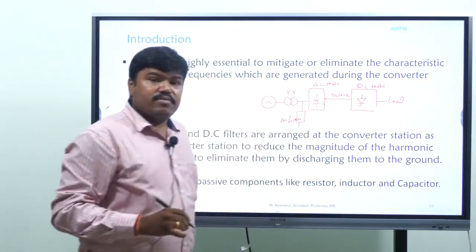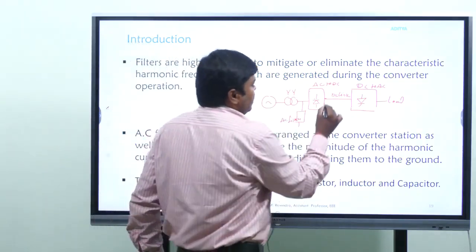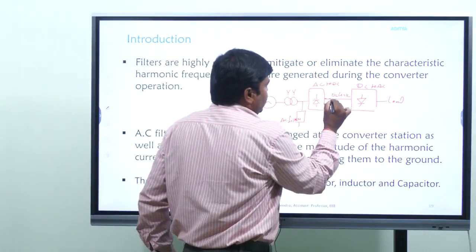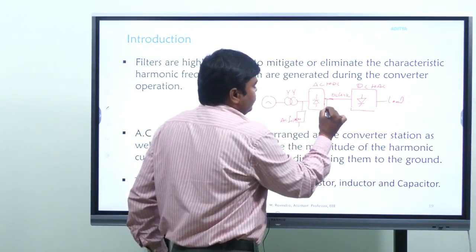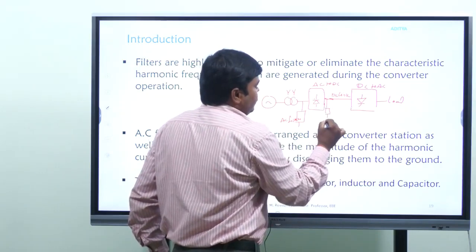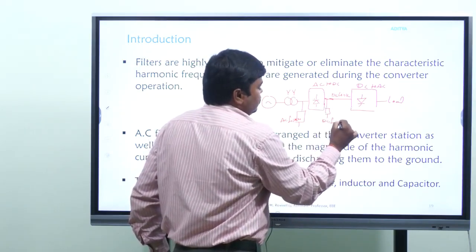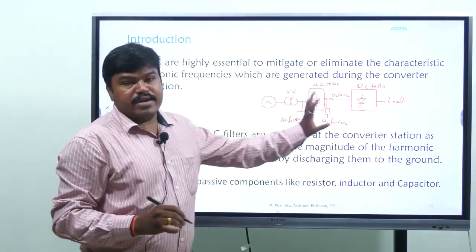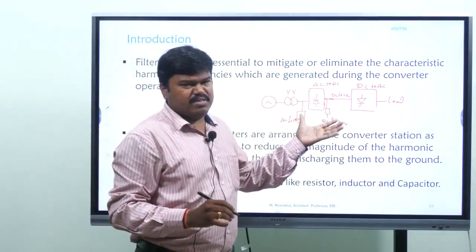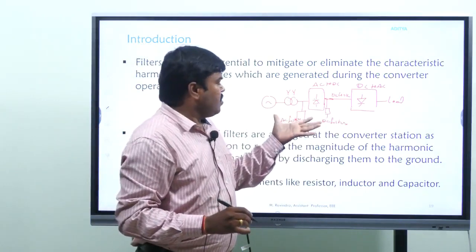Now, where do we connect DC filters? DC filters are connected at the smoothing reactor. Here we have a smoothing reactor of the conversion bus, and at this end we connect the DC filters. We connect AC filters and DC filters in the HVDC system. This is the configuration of the HVDC system.